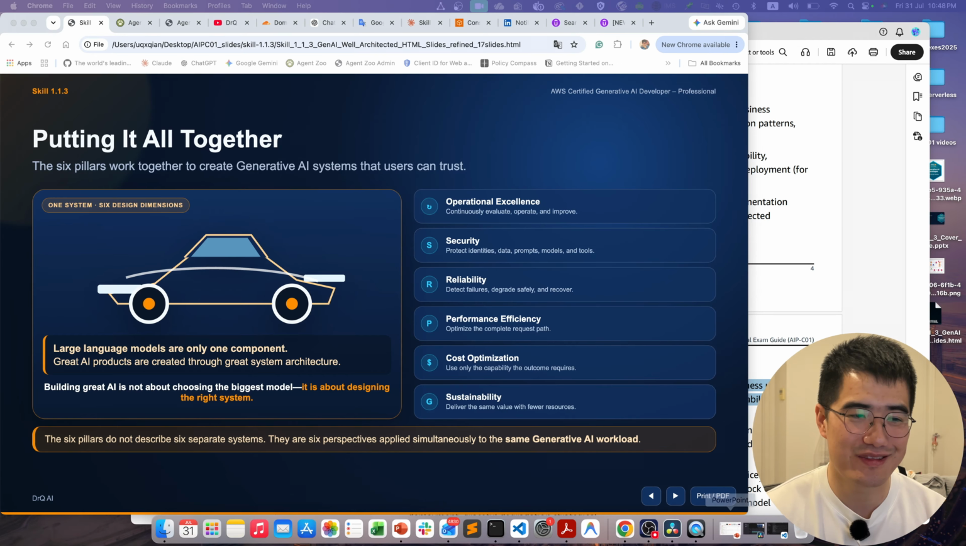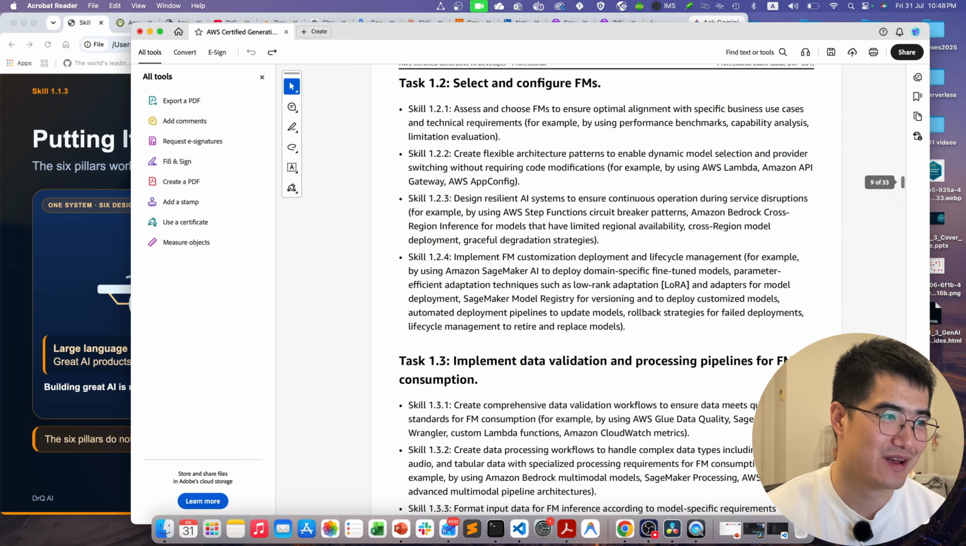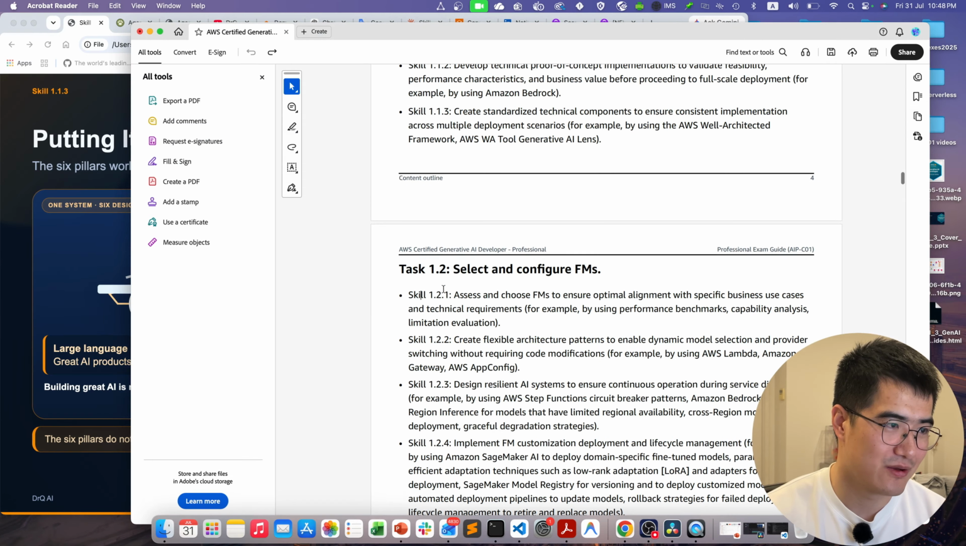And the next episode will be the video on skill 1.21, to assess and choose a model. It will be much more interesting, based on each scenario.